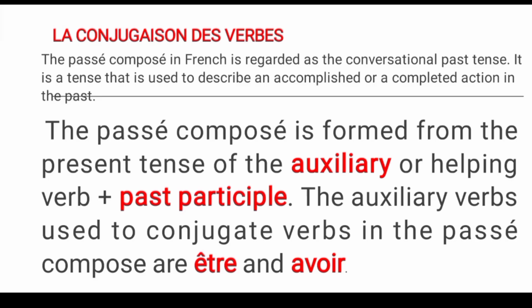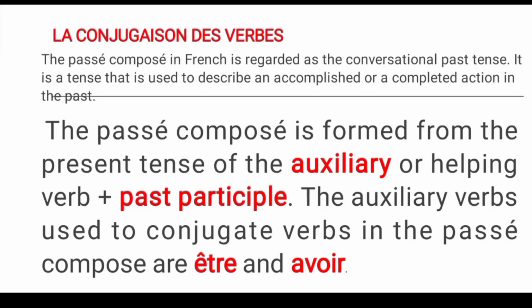The Passé Composé. In French, basically, we conjugate the past tense using two important ingredients. Number one, the auxiliary of the verb, avoir or être, and the participles of the particular verb we are putting in the Passé Composé.